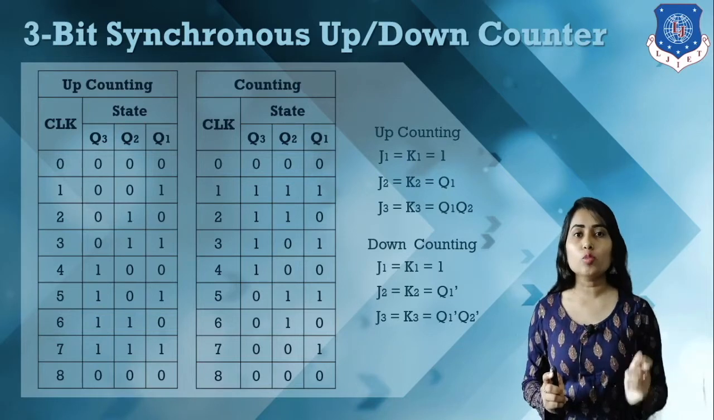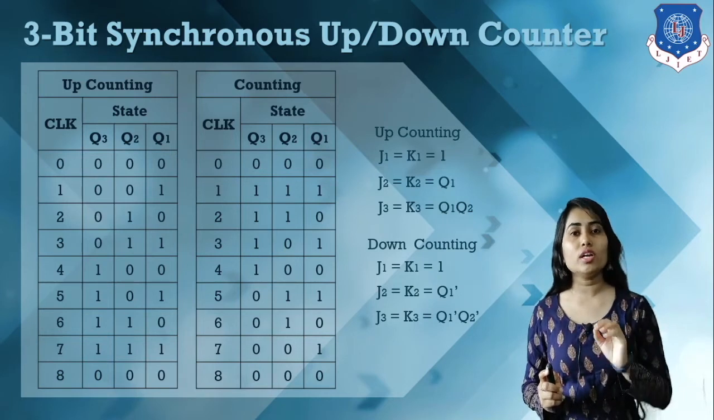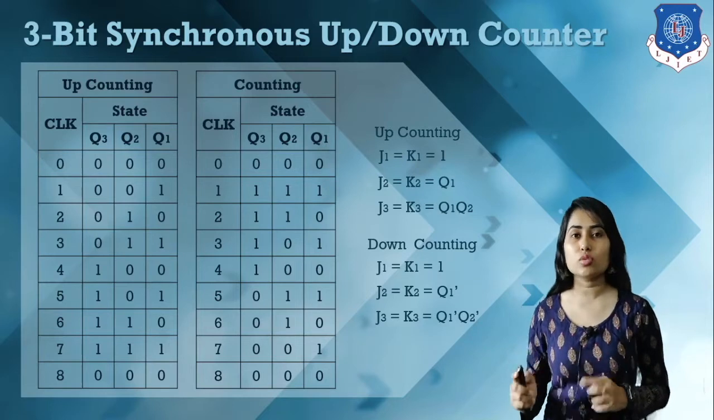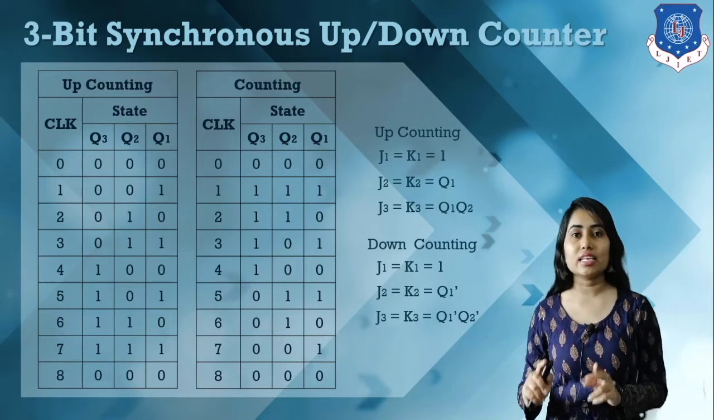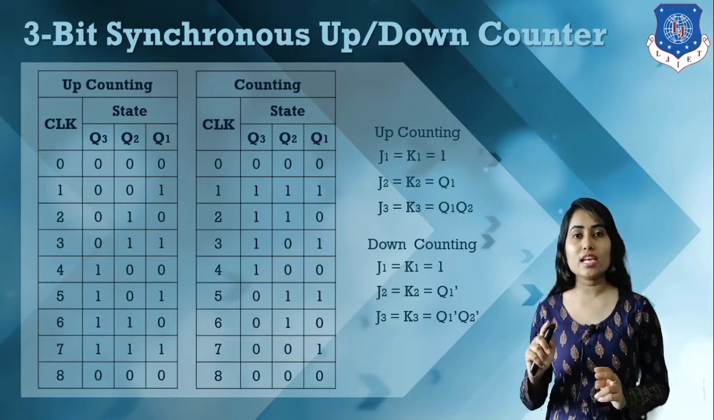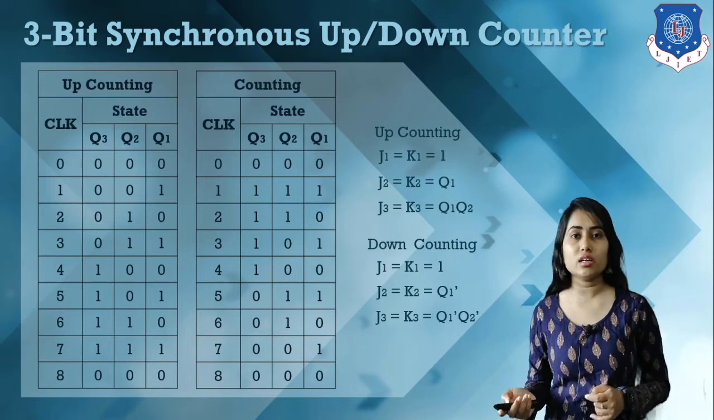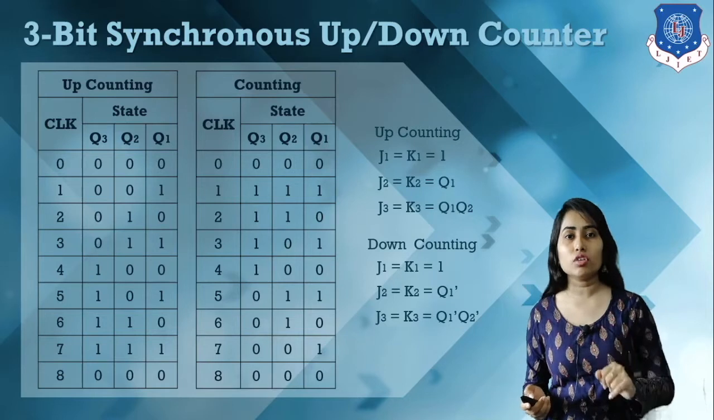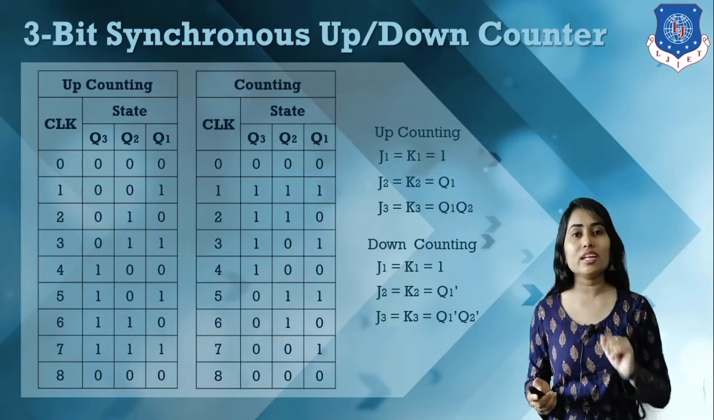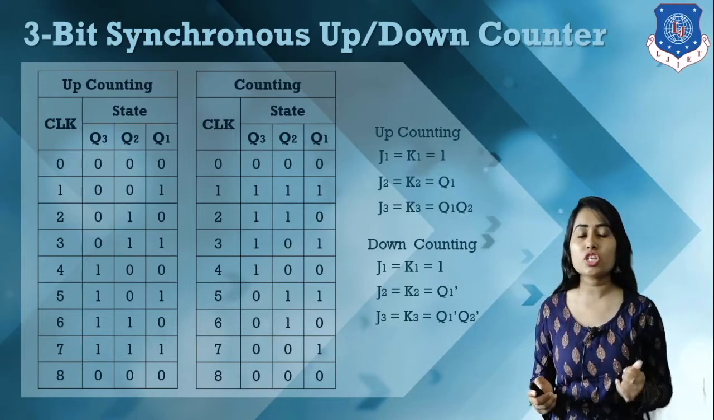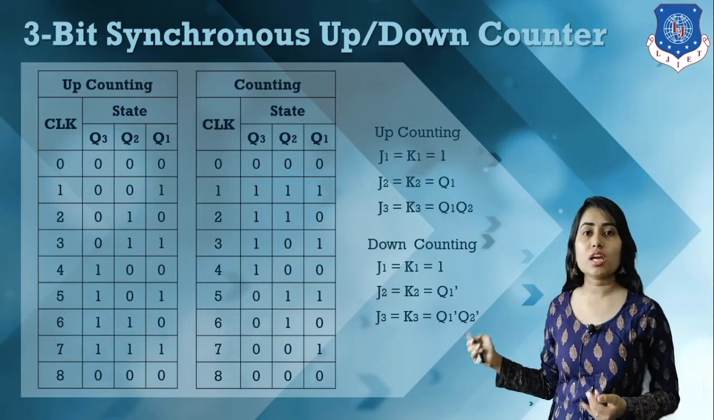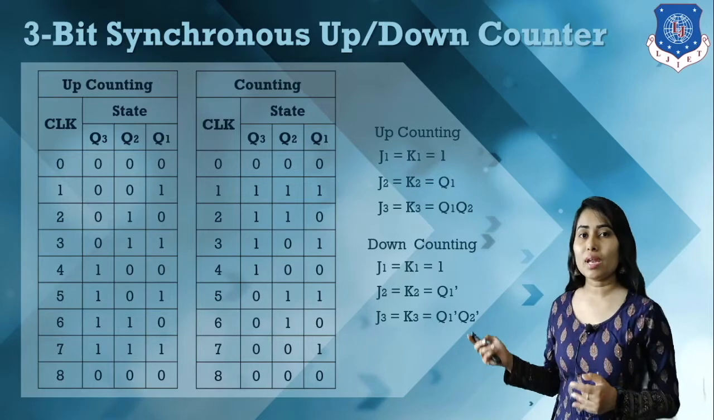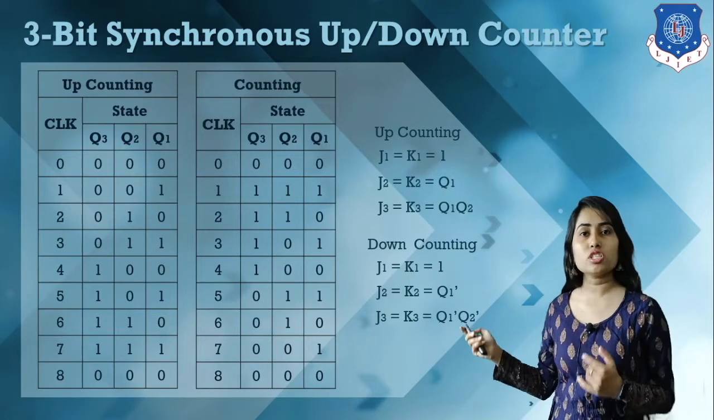When both the outputs Q2 and Q1 are equal to 0, we have Q2 dash equal to 1 and Q1 dash equal to 1. So basically here in J3 K3 we have Q2 dash into Q1 dash, so basically we have 1 into 1. So here in J3 K3 we have 1 as an input, and for 1 as an input we have toggle mode operation. So whenever this kind of sequence is required for Q3, we have to apply this kind of input to the third flip-flop.